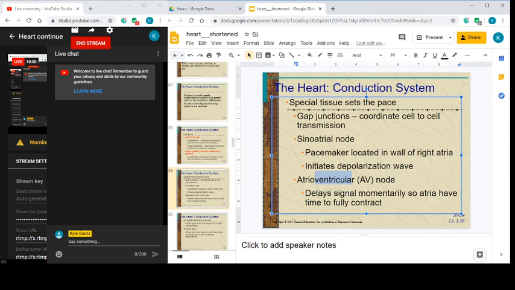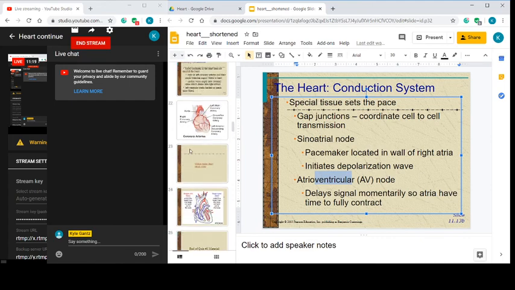Okay? So what this AV node basically does is allow a little bit of a delay so that the atria can squeeze a little bit longer and eject all of the blood out of the atria into the ventricle before the ventricle gets stimulated. Okay? So it's just perfect enough to delay the signal so that the ventricle doesn't contract too quick and doesn't allow the atria to empty too quick.